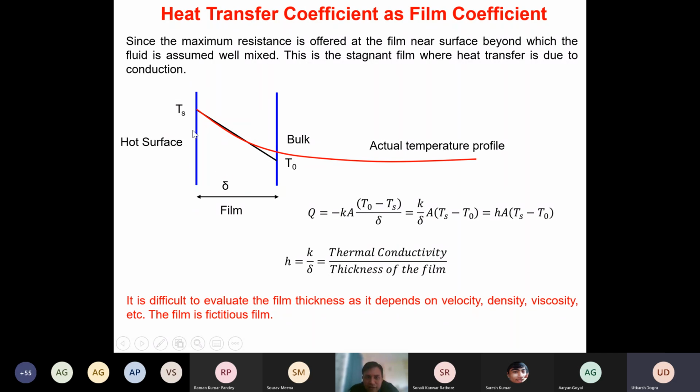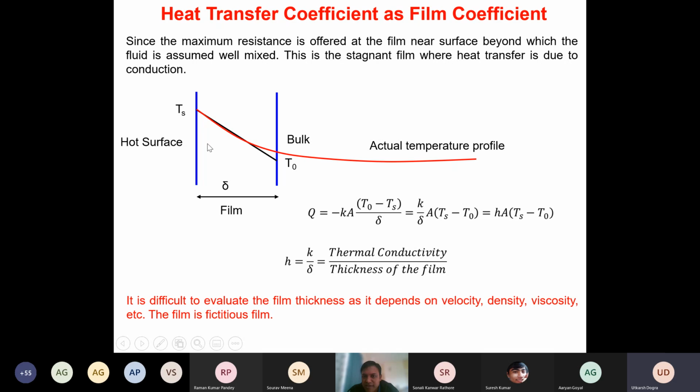So as you can see, the actual temperature profile is varying like this, but most of the change in the temperature takes place only in this film. Okay, so instead of taking this entire change over this complete length up to this, we are assuming that the change in the temperature takes place only in this film. That's the assumption. Okay, this is something called the film theory.